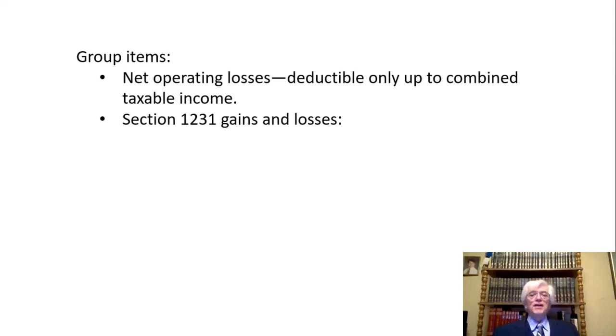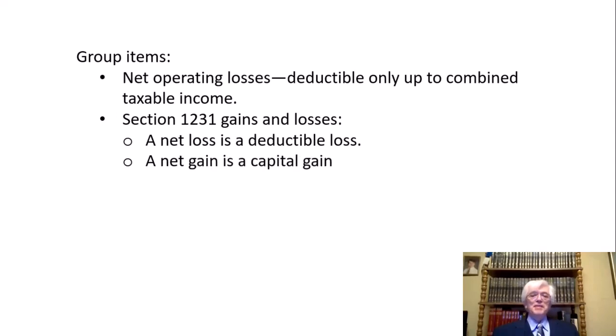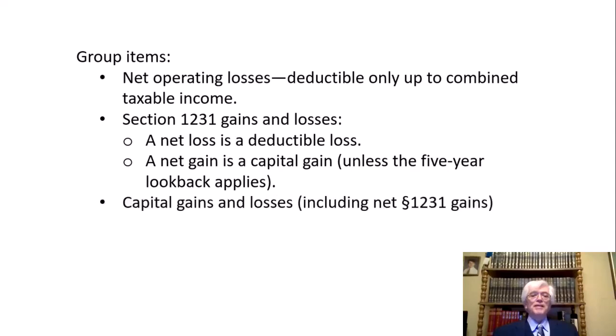Section 1231 gains and losses, we have to pull those out. A net loss is a deductible loss, and a net gain is a capital gain. That is, unless the 5-year look-back rule applies. So we need to look at our 1231 gains and losses to determine whether we have a net gain or a net loss, but we won't know exactly what to do with it until we see all of the 1231 gains and losses. Then we'll know whether we have an overall net loss or an overall net gain, which will be treated as a capital gain.